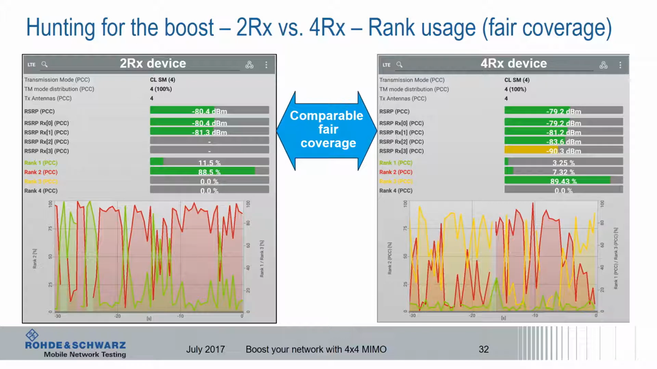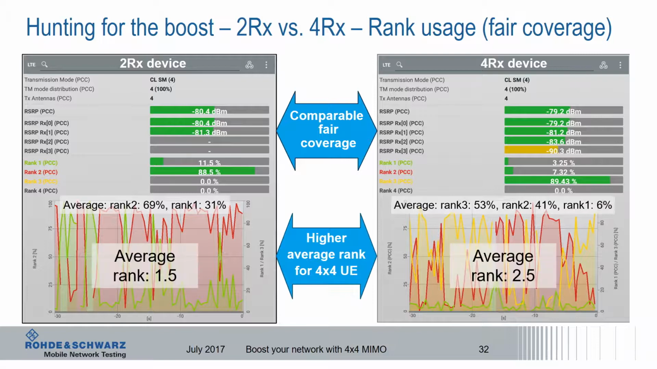Color-coded here, we see the different ranks. Green means rank 1, red means rank 2, yellow means rank 3, and rank 4 was not measured at all, so it's not present in the picture. On the left-hand side, we can see the contribution of rank 1 and rank 2. On the right-hand side, we see a significant amount of rank 3 on top. For the last valid value, this is close to 90%.